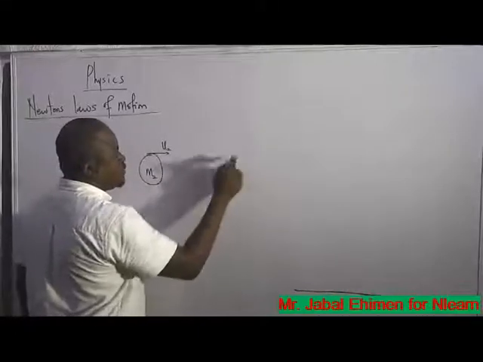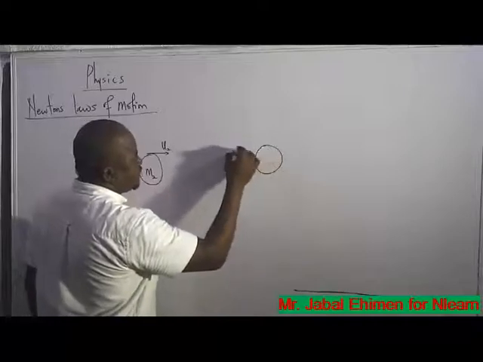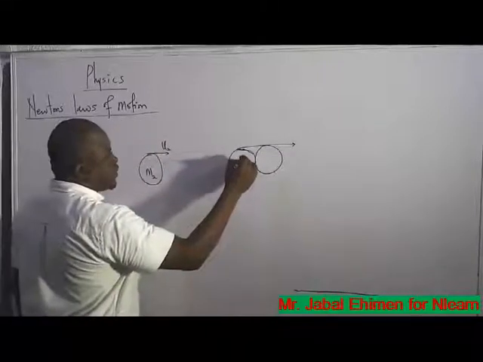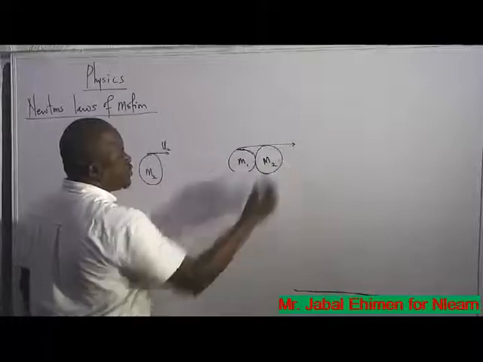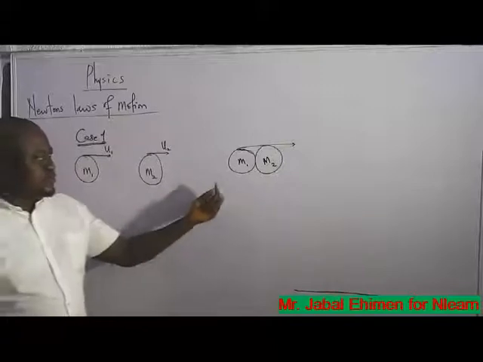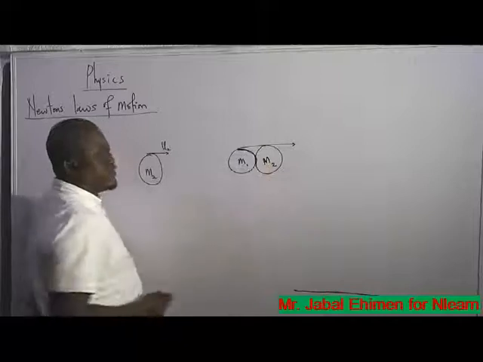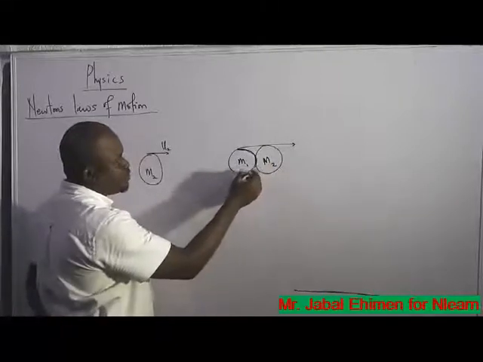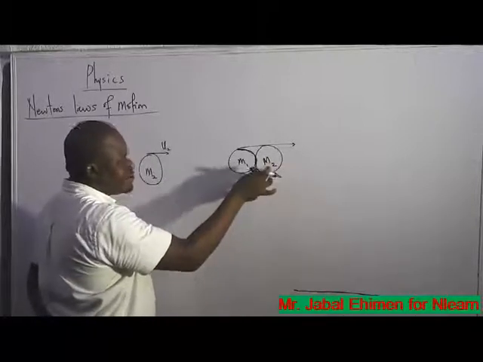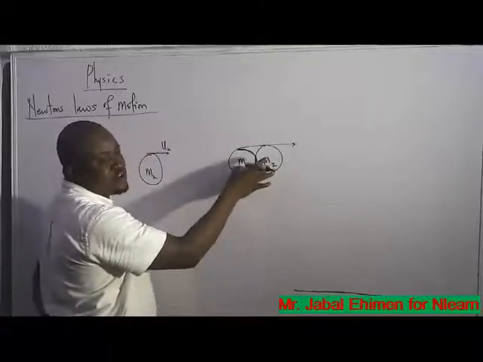The two of them will collide with each other, and when they collide and they move together in the same direction, this will be m1 and this is m2. But true, if this body is moving in this direction, this is moving in this direction, and they collide, this collision is inelastic. The reason is because they do not bounce out. They move together, they stick together to move in one direction. So this is what we call inelastic collision.